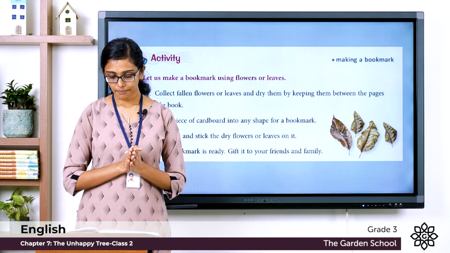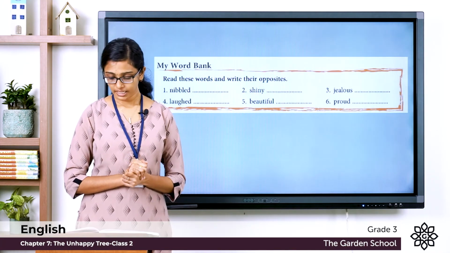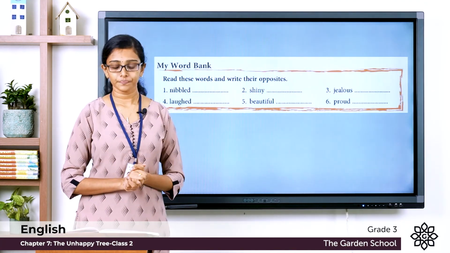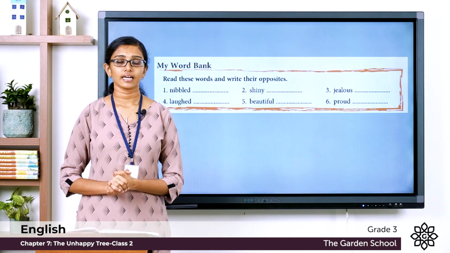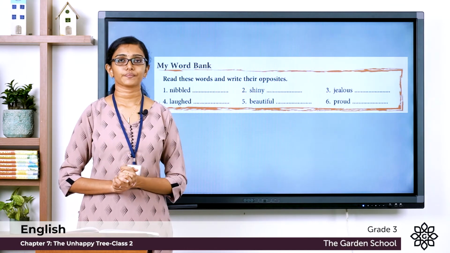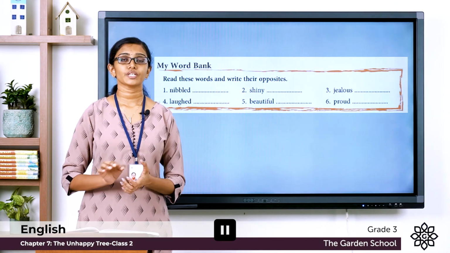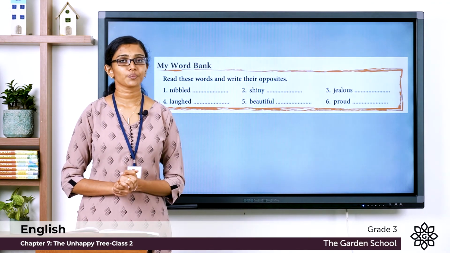Now the next one is my word bank and read these words and write their opposites. Here, a set of 6 words are given. You have to find out the opposites of these words given here and then write in your notebook. You can use a dictionary if needed. Before this video, finish writing the opposites of the words and then come back. Hope you're done with that exercise.